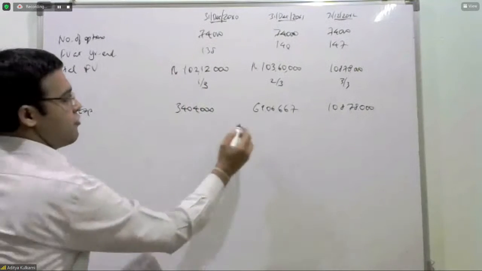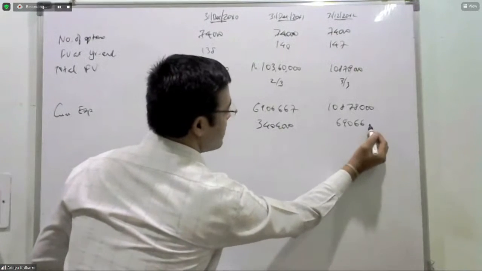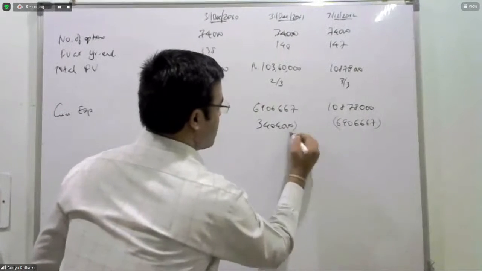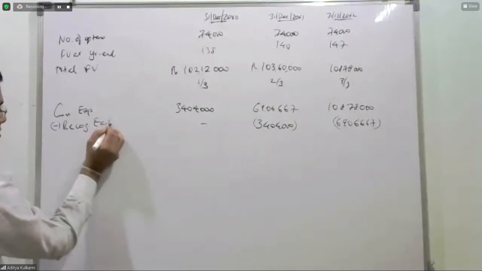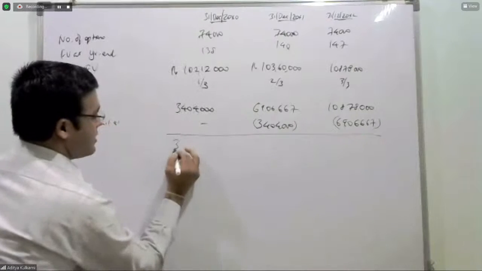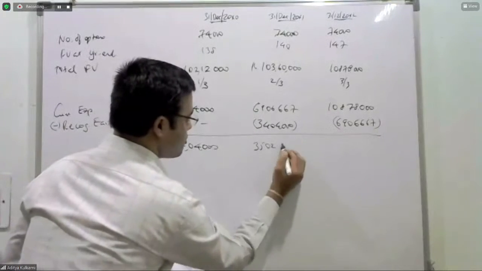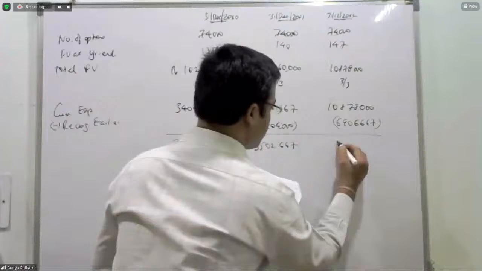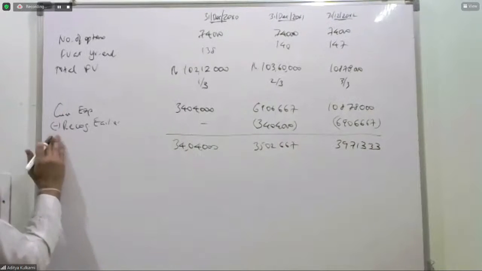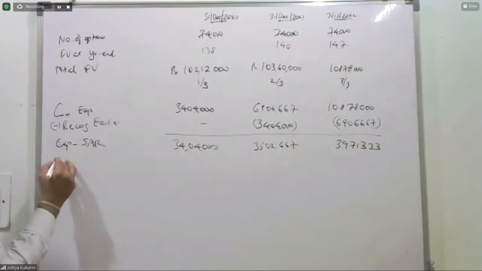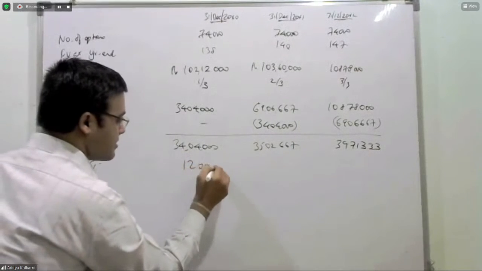What is recognized before? You subtract: less recognized earlier. When you subtract 34 lakh 4,000, here you get 35,02,667, and finally you get 39,71,333. What is this? This is the expense relating to the SAR, whereas here you will have expense relating to the equity on a straight line basis.